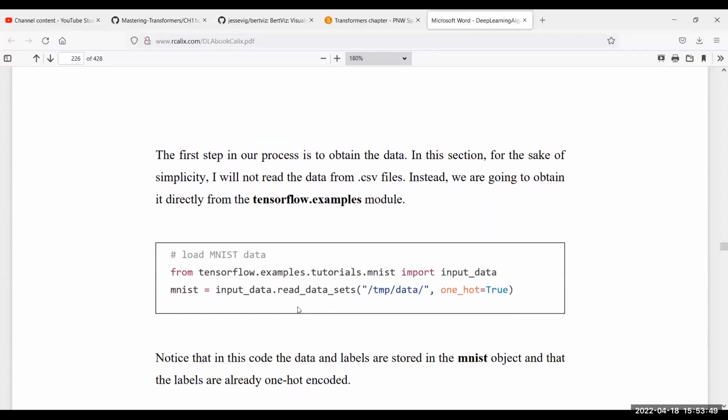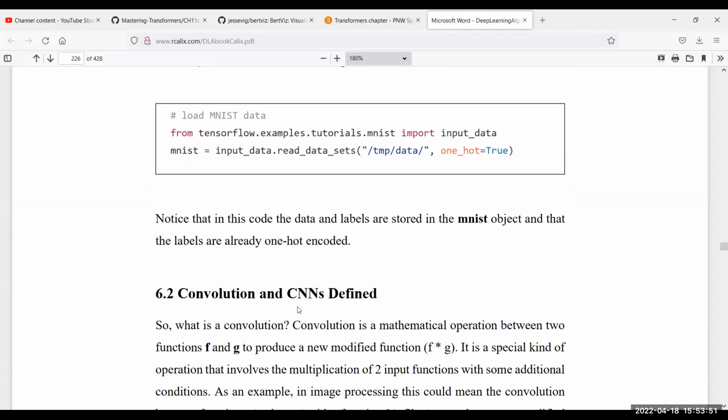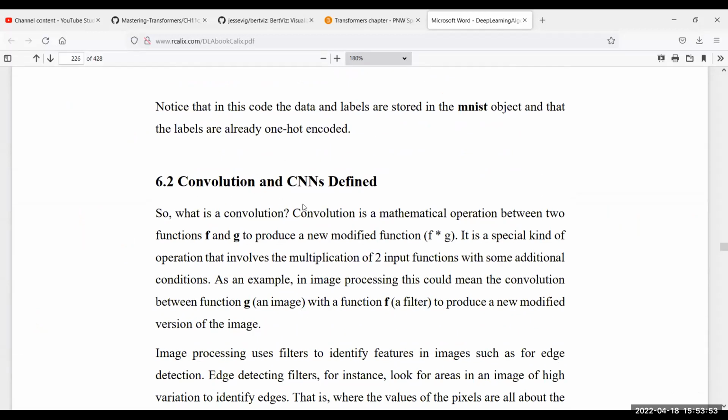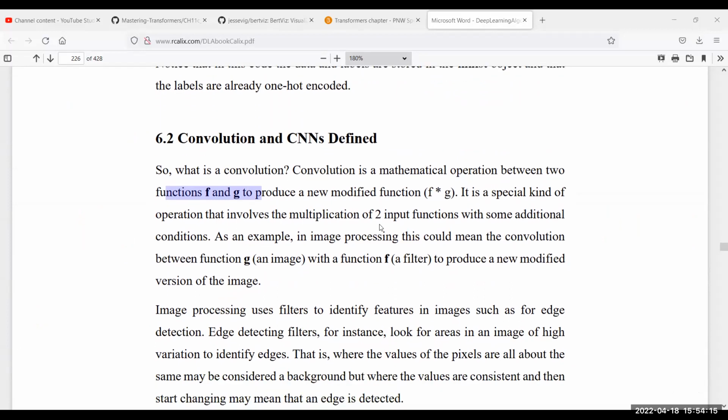So you can see the convolution defined, and CNNs. What is a convolution, you might ask? A convolution is a mathematical operation between two functions, f and g, to produce a new modified function, f asterisk g, which stands for f convolution g. It is a special kind of operation that involves the multiplication of two input images with some additional conditions. The best way to understand this is by looking at that analogy of the filters.